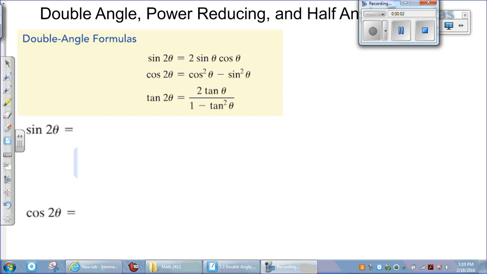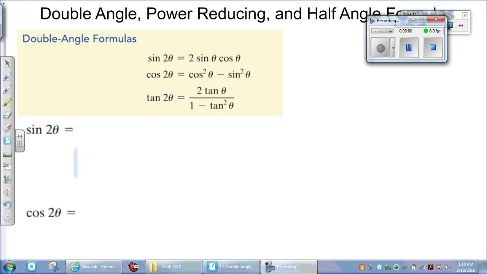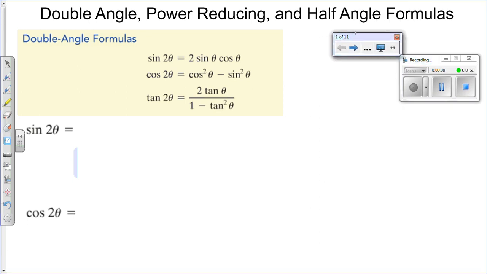The video will cover section 5.3, double angle, power reducing, and half angle formulas. Now, some of the formulas in this section you will have to memorize, and others I will provide to you, okay? These three here, you will memorize.